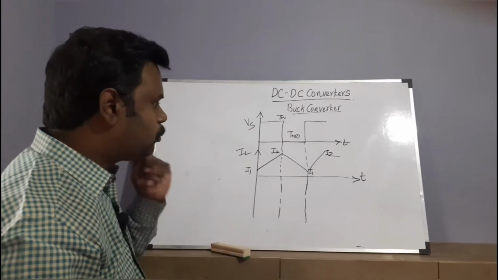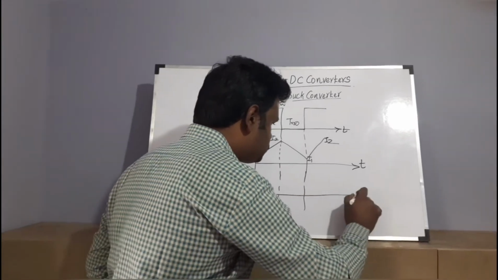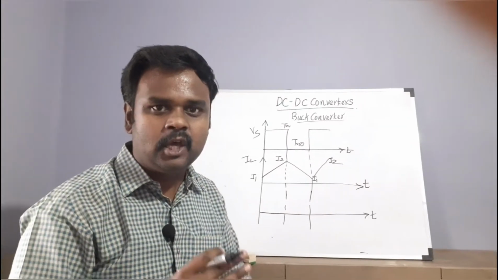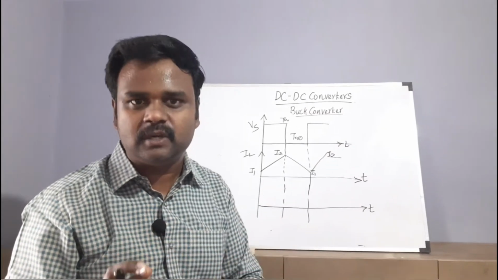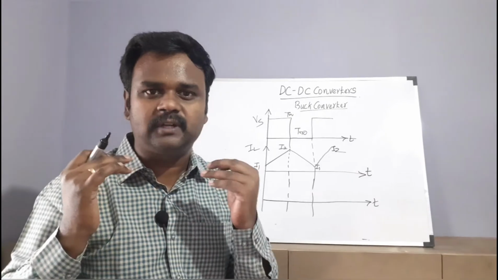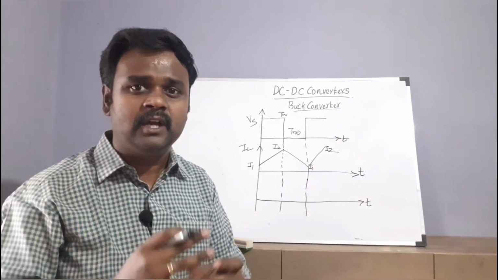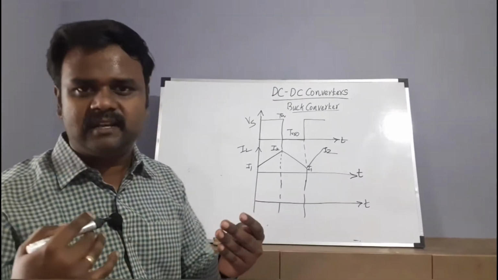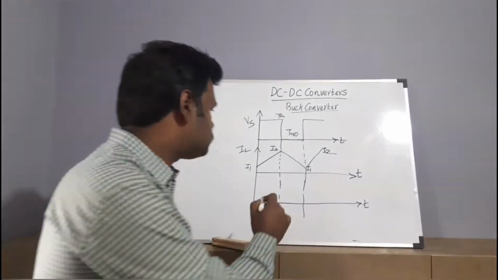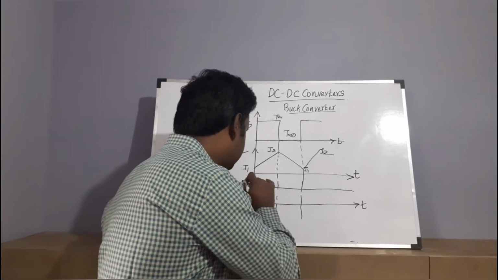Next, what about the output current? You may question, based upon your switching frequency. Remember, based upon your switching frequency, your output current can be continuous or discontinuous. If your switching frequency is higher, your output current will be continuous. If your switching frequency is lower, then your output current will be discontinuous. In my case I am going to consider 100 kilohertz as the switching frequency, so it will be continuous. So this is my load current, which is said to be continuous.